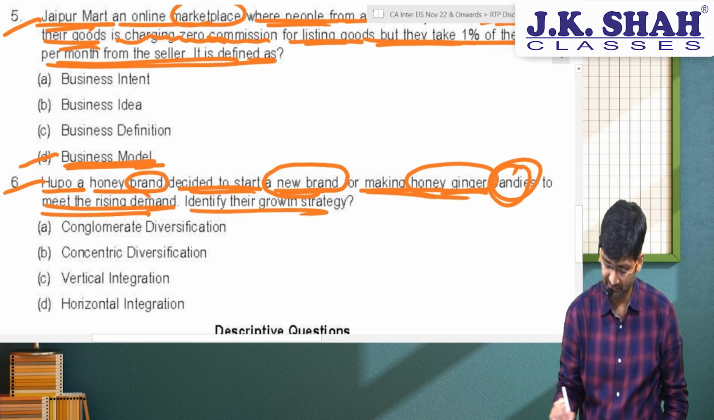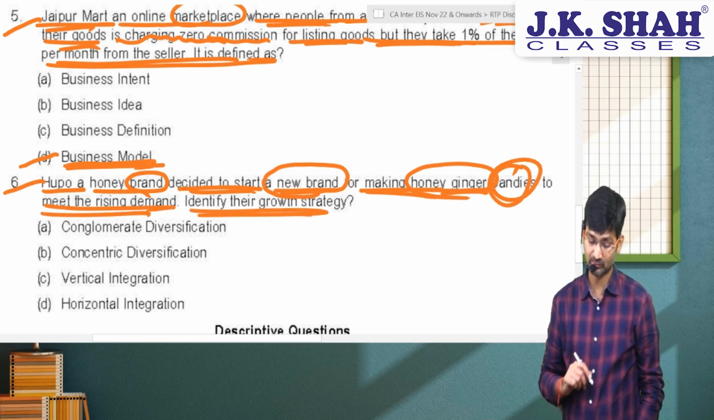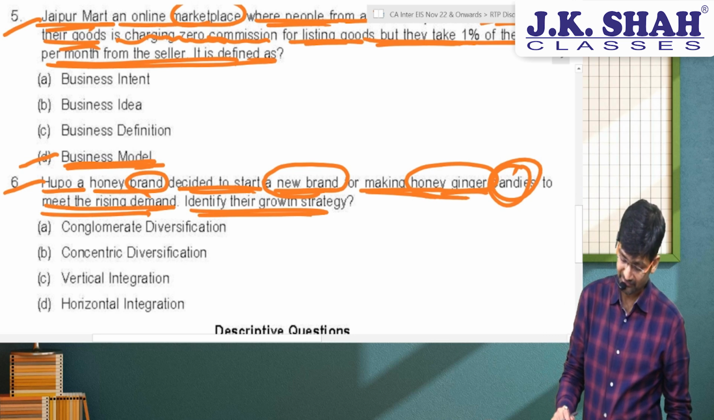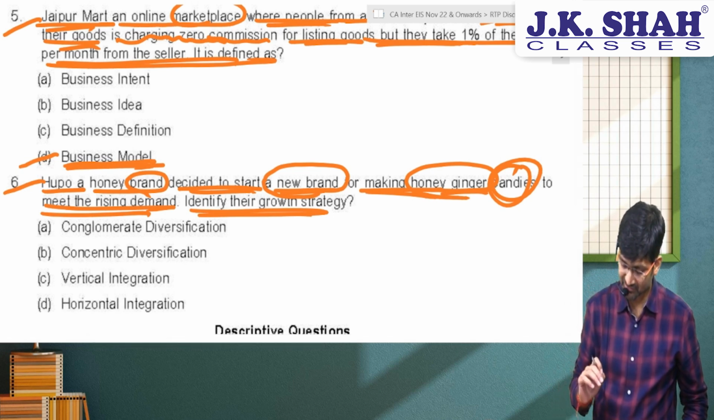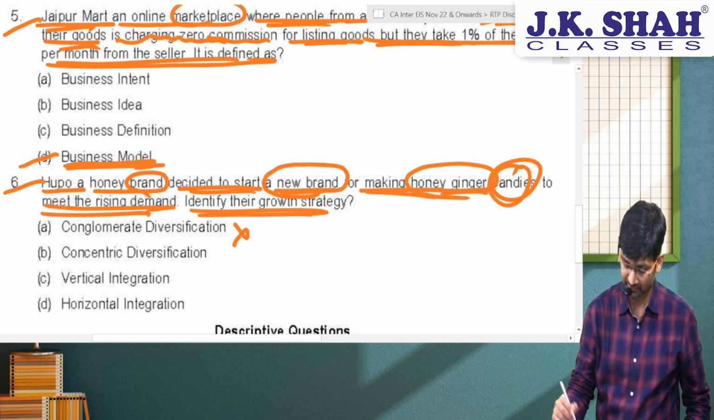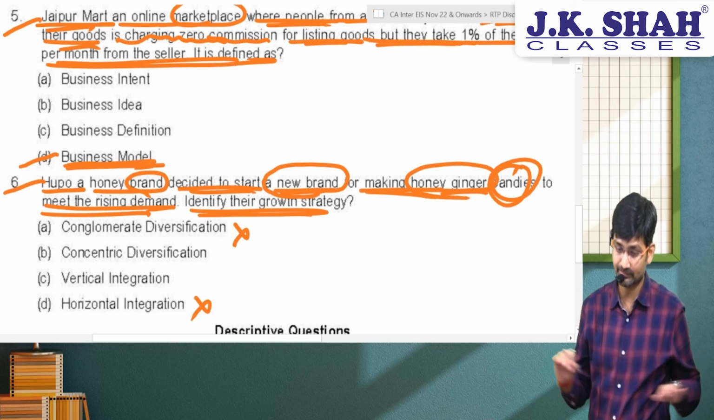rising demand. Identify their growth strategy. So which strategy are they going for? Now obviously from being a honey brand, you're starting a new brand with honey ginger candies. This is not conglomerate because this is not unrelated. This is not horizontal because it's not the same product.